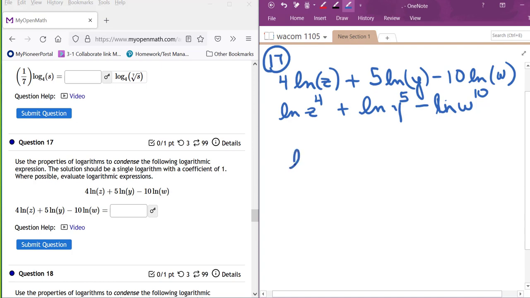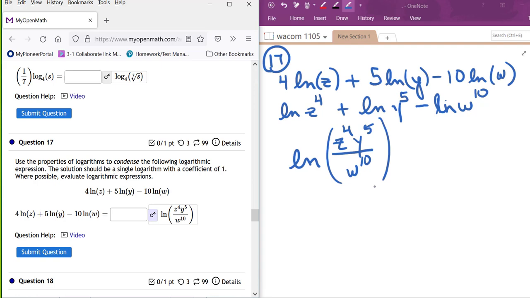Right now we'll write natural log one time. This minus is going to make us have a fraction, and z to the 4th and y to the 5th will go on top as a product because you have plus here. W to the 10th will go in the denominator, and that should be our answer. Now we have only one log.